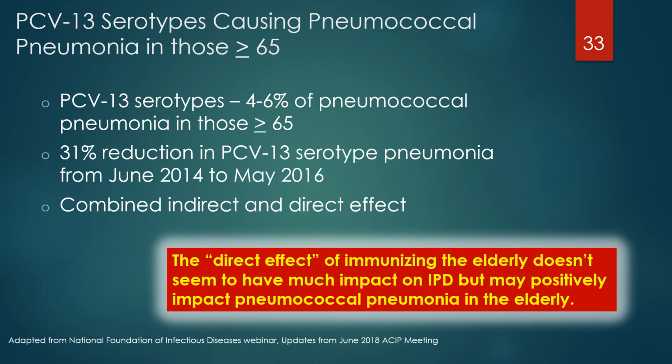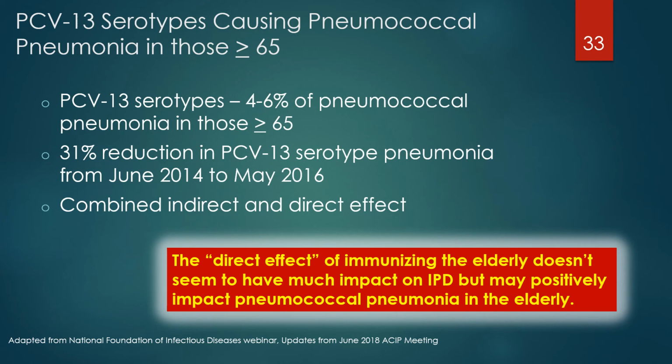Let's look at some recent data regarding PCV13 serotypes in pneumococcal pneumonia. Pneumonia is not considered IPD since it is an infection of a normally non-sterile site. PCV13 serotypes cause 4 to 6% of pneumococcal pneumonia in those 65 years old and older. There has been a 31% reduction in PCV13 serotypes causing pneumonia in those 65 and older from June 2014 to May 2016. This was likely due to both the indirect effect of immunizing children with PCV13 and the direct effect of immunizing those 65 and older with PCV13.